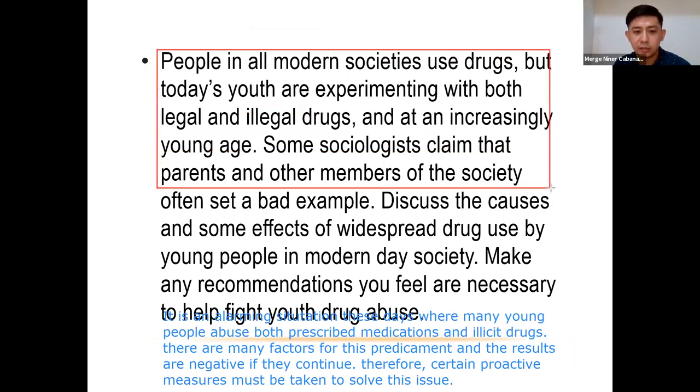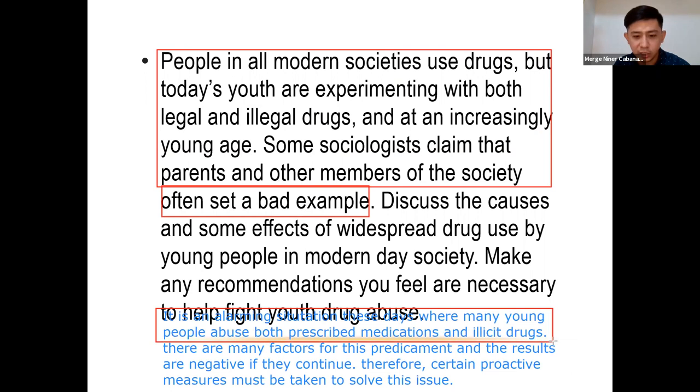This is the first part until this one. This is it. It is an alarming, blah, blah, blah, illicit drugs. And then discuss the causes and some effects. I'm going to use green. Causes. I'm going to use blue for effects.